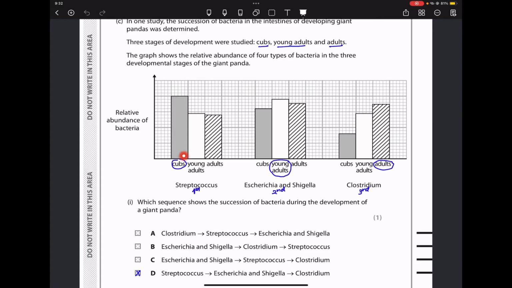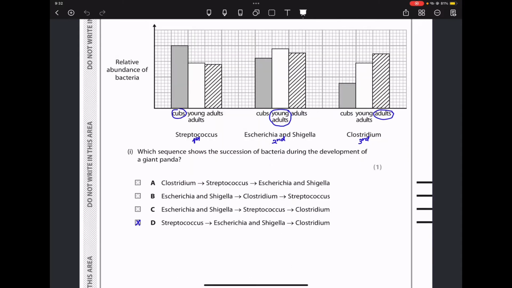Here the highest abundance is going to be in cubs. Here it's going to be in the young adults. And finally here it's going to be in the adults. Which sequence shows the succession of bacteria during development in a giant panda? So since here we have the highest abundance in the cubs, we can say Streptococcus will come first. This is going to be the second, and that is going to be the third because it's present more in the adults. So D ended up becoming my answer.